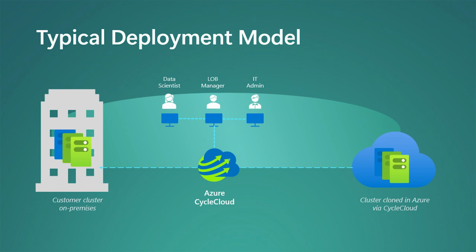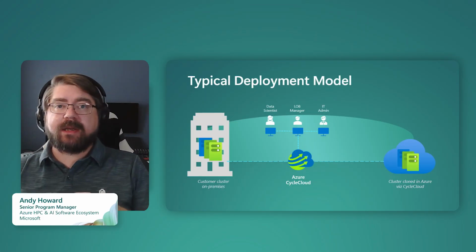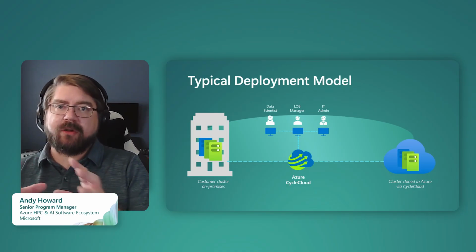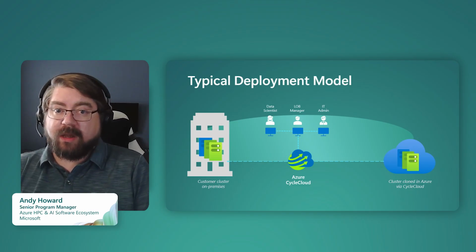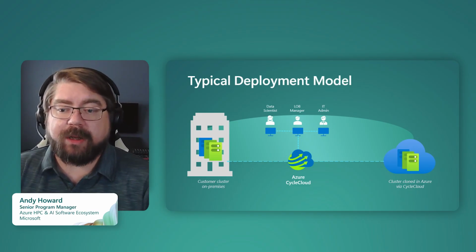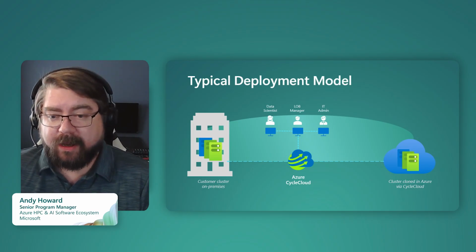So this kind of just highlights the overall idea of what the typical deployment model is, or how customers migrate from on-prem to the cloud. They take their existing on-prem cluster today through CycleCloud, and whether it's the data scientist interacting with CycleCloud and doing this creation, whether it's the line of business manager who just wants insight into what's going on, or maybe the IT admin who just wants a tool to make their job a little bit easier, they interact with CycleCloud to clone that cluster into Azure.